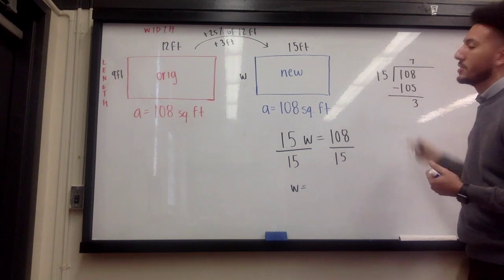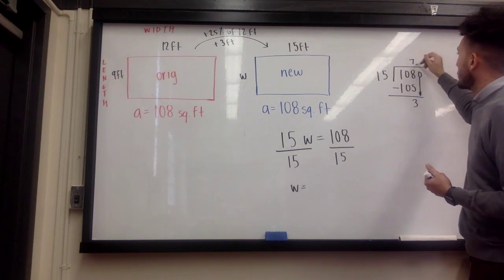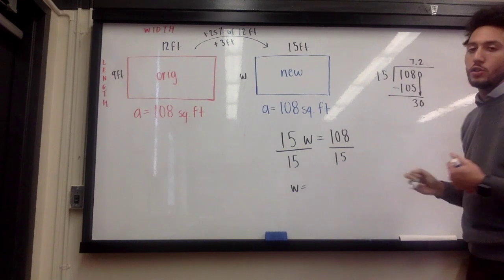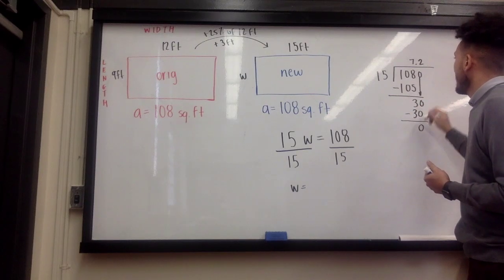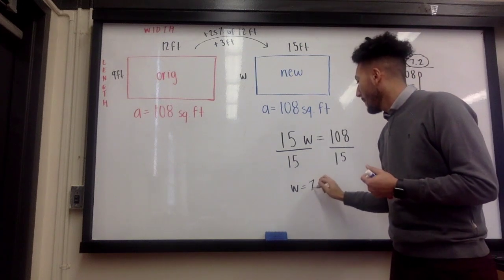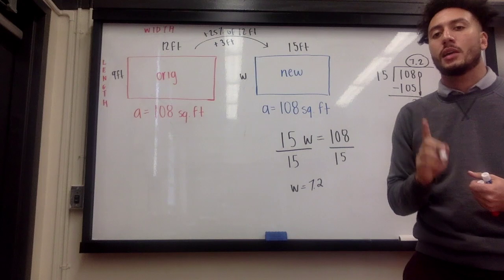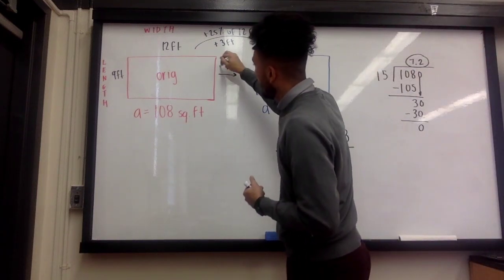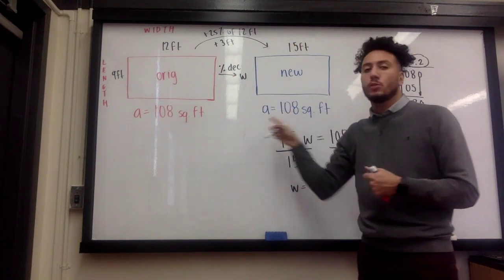Now 15 doesn't go into 3, but we can bring down the 0 once we put a decimal, and 15 does go into 30 2 times. You subtract 30, and we know that there is no remainder, meaning 7.2 is the answer that I'm looking for, my new length. Now that is not what the question is asking. The question is asking you, what was the percent decrease from my original to my new?